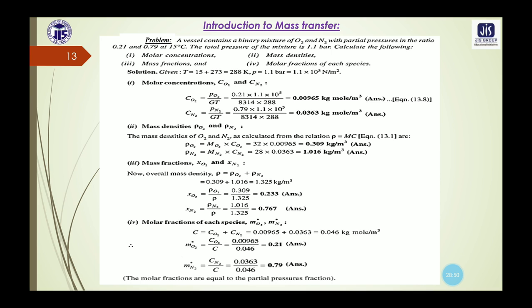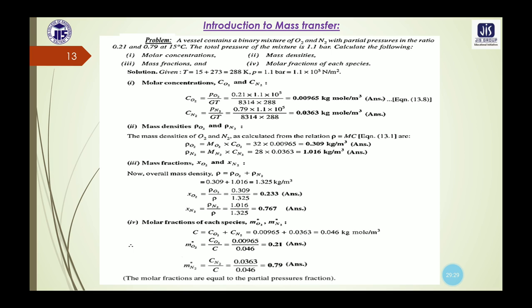To calculate the mass densities, we can use the formula rho equals M into C. So in case of oxygen, rho_O2 will be equal to M_O2 into C_O2. The molecular weights of oxygen and nitrogen are known to us. They are 32 and 28 respectively. And C_O2 and C_N2 we have calculated in the first part of this numerical. So the mass density for oxygen we are getting as 0.309 kg per meter cube, and for nitrogen it is 1.016 kg per meter cube.